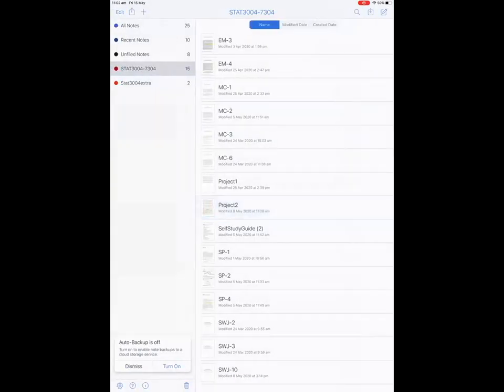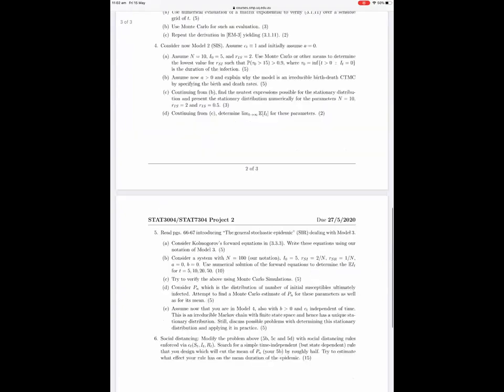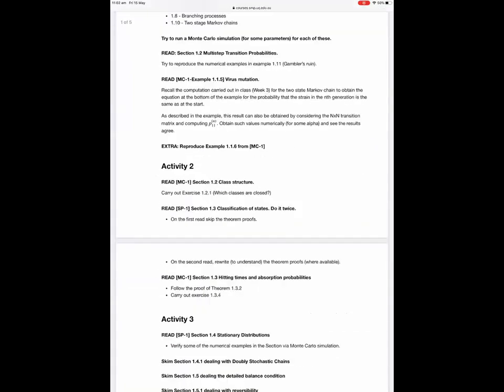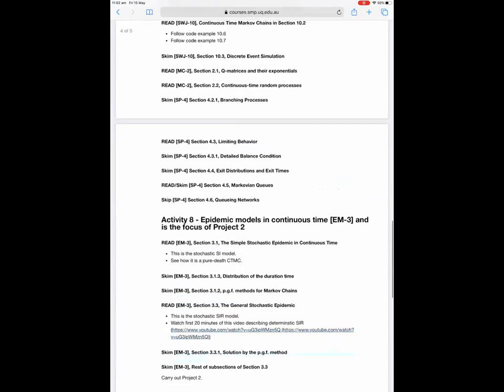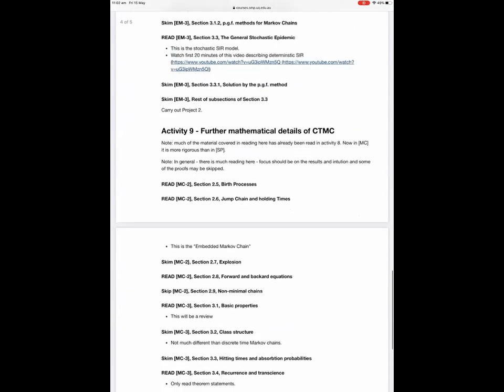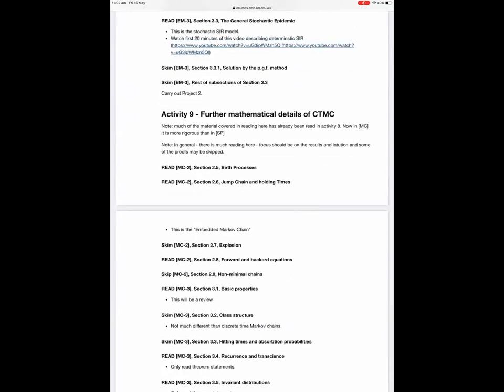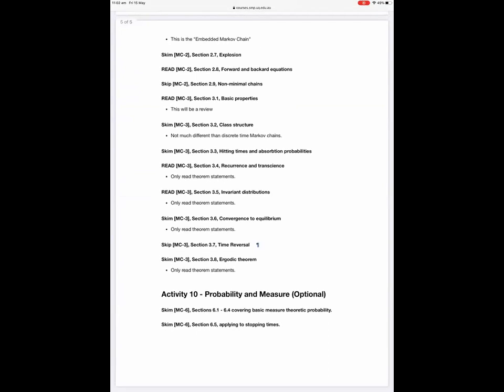So let's get back to the readings. What I wanted to show you also is the self-study guide. It is now complete, in the sense that it has everything that I'm suggesting you study for this course. We're still going through activity seven, basics of CTMC, where activity eight is mostly your project. Activity nine has a whole bunch of things, most of them for skimming. Even though it says read the theorem statements, not necessarily the proofs. And activity 10, probability and measure, is really optional, meaning that it's not going to be examinable. But I'll see how much we could speak about that in the final week or week and a half.